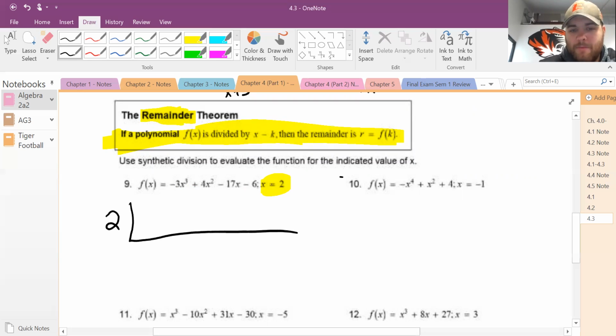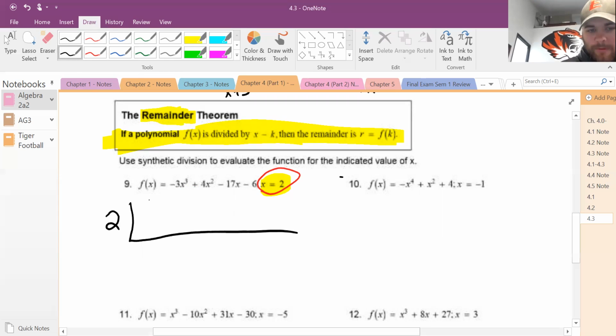So whatever number I put out front is my x equals. So my x is equal to 2. I put the 2 out front. That's going to be the number I use now. Okay, so let's just see what happens. The remainder theorem says that my remainder here is going to be what x equals 2 is. When I plug in 2, that's going to be the remainder. So that's going to be what I am evaluating for. Okay, so let's do synthetic division just like we've done before. So let's pull off the coefficients. We have negative 3, 4, negative 17, negative 6.